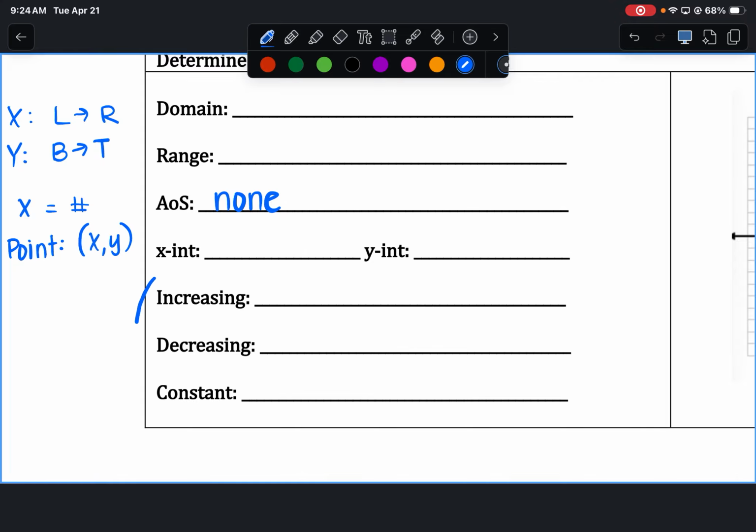Then for increasing, decreasing, and constant, it will be your x values. And it's going to be from the left to the right in parentheses every time. Okay? That is how we do that. So we're going to go ahead and we're going to actually find all these things from this graph that we have here.